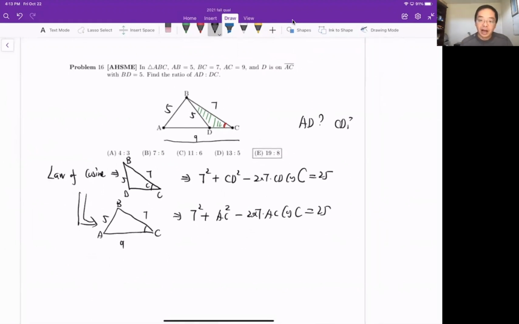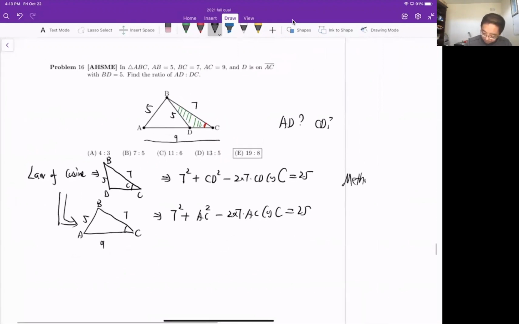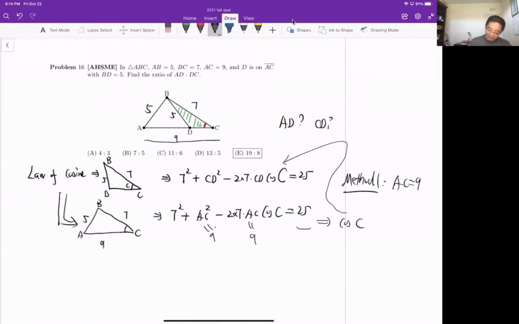Now from here, there are 2 ways to do it. Method one: because I know AC is 9, I put AC is 9. So from here, you can solve cosine C by this equation. And then you put cosine C back to here, we can get the CD, right? So this is method 1. Method 2, we can use Vieta's formula, which is more convenient, as a shortcut.